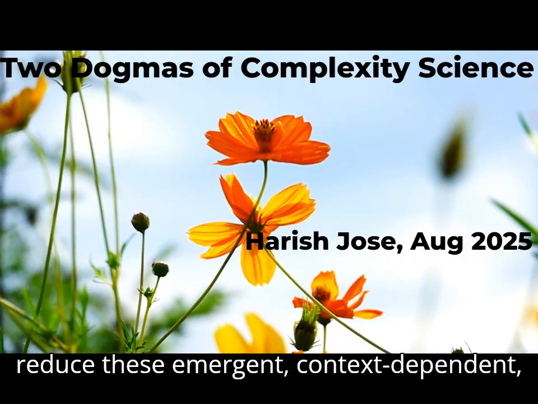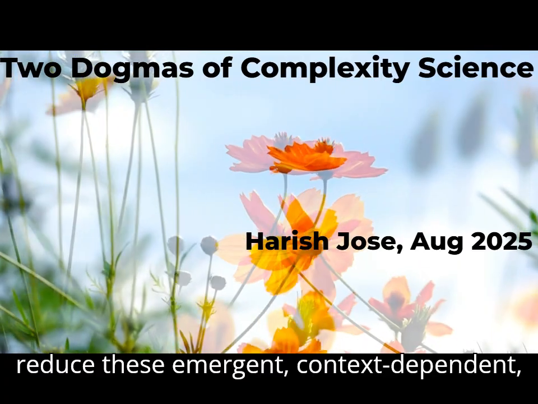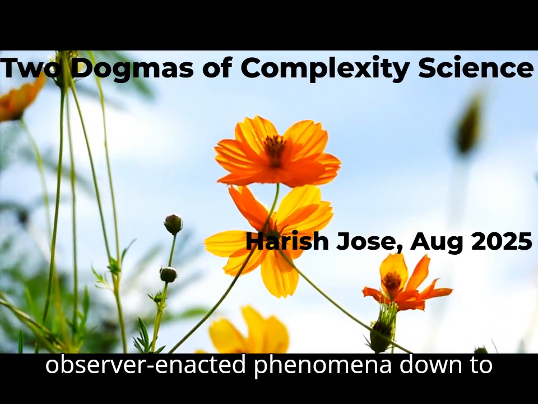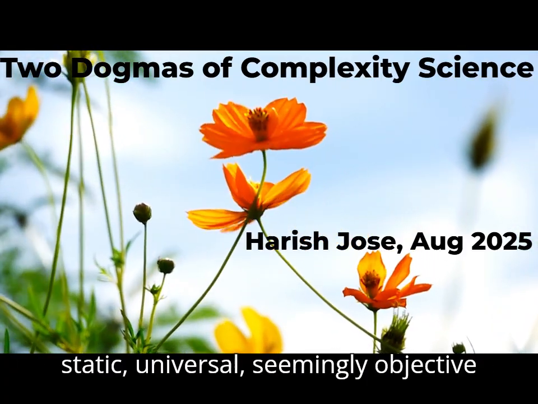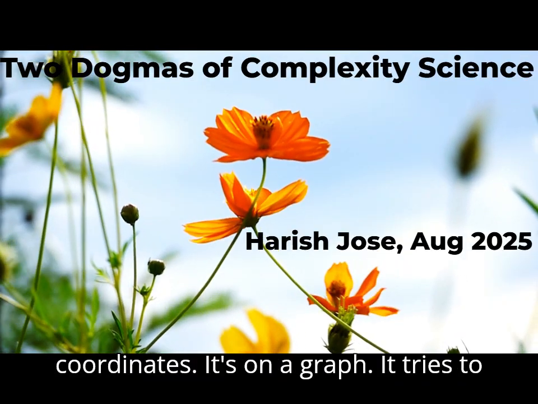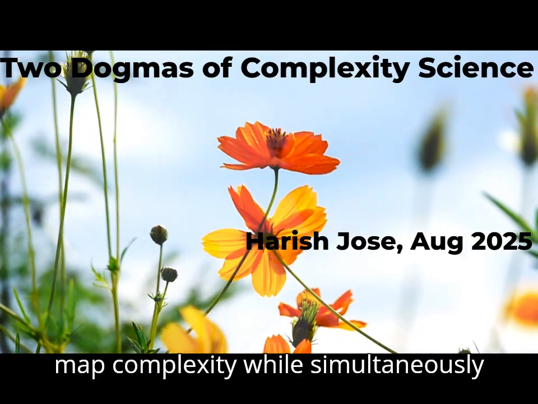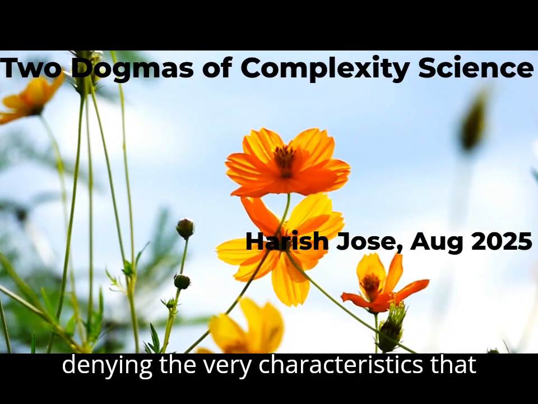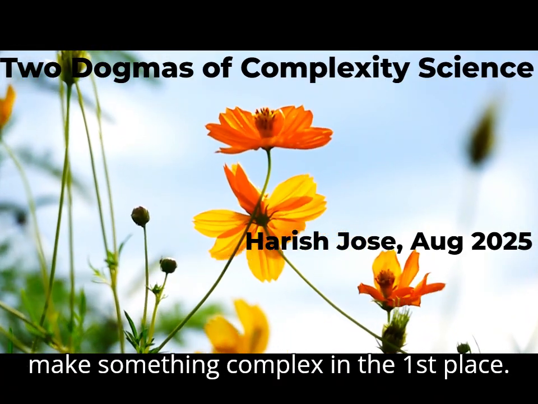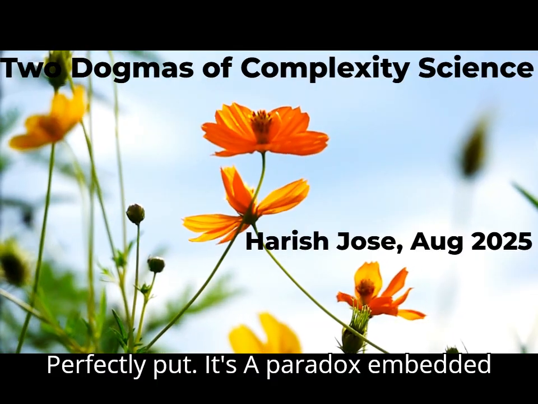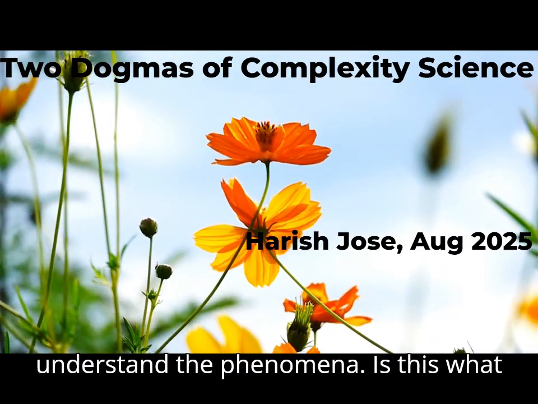Which is? To reduce these emergent, context-dependent, observer-enacted phenomena down to static, universal, seemingly objective coordinates on a graph. It tries to map complexity while simultaneously denying the very characteristics that make something complex in the first place. Perfectly put. It's a paradox embedded right there in the tool we're using to understand the phenomena.